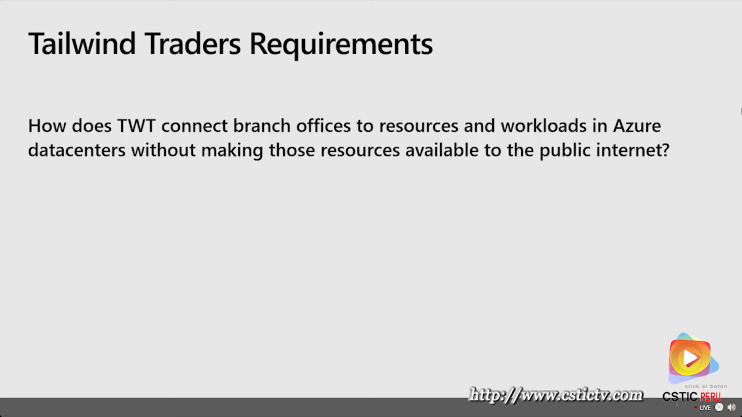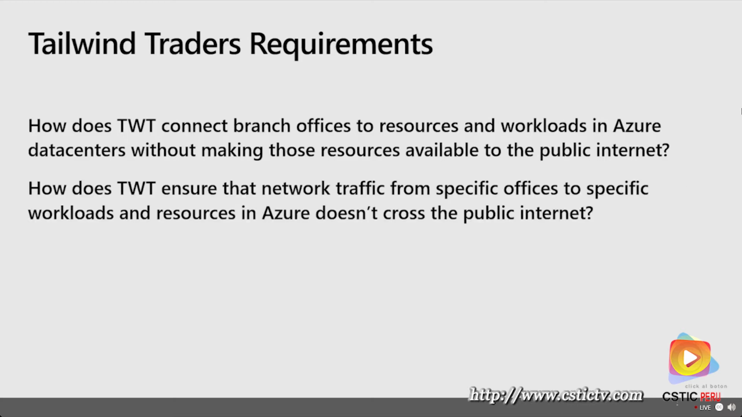How does Tailwind Traders ensure that network traffic from their specific branch offices to specific workloads and resources in Azure doesn't cross the public internet? So as well as not having those resources open to the internet, they don't want their own network traffic from their branches into Azure to go anywhere near the public internet either. And that's a specific requirement at some of their branch locations.